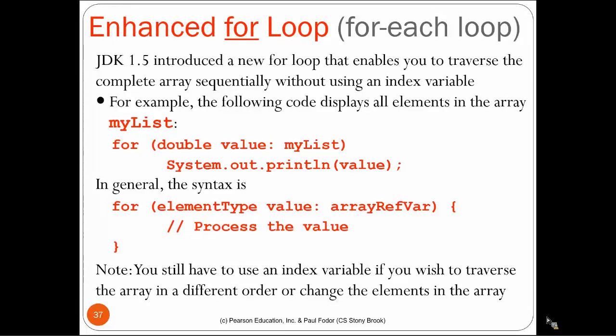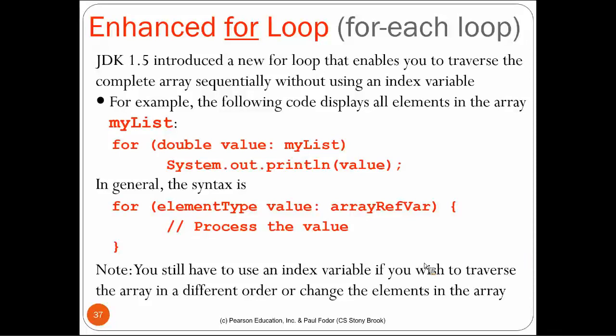We learned how to create arrays, we learned how to iterate over the elements of an array using index variables, but since Java 1.5, Java introduced a new type of loop that enables us to traverse a complete array sequentially without using an index variable. And this kind of loop is not only used for arrays, but for any kind of collection that is implemented in the Java collections framework. It will allow users to iterate over elements stored in trees, in graphs, and so on.